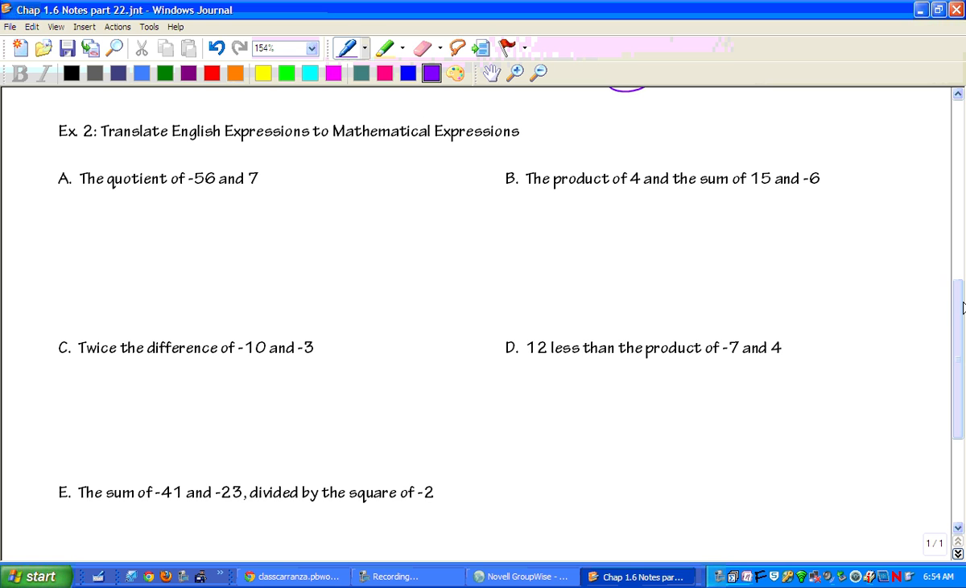Okay, let's move on down to translating English expressions to mathematical expressions. Quotient. Quotient means to divide. I'm going to divide negative 56 and 7. When you divide negative 56 by 7, you get negative 8.